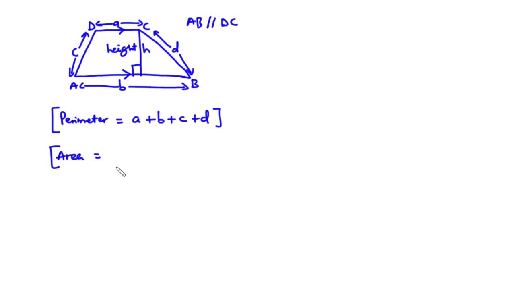The area of a trapezium is given by half times the sum of the parallel sides. So the parallel sides are A and B, so the sum of A and B, times the height. So this is also how to find the area of a trapezium.